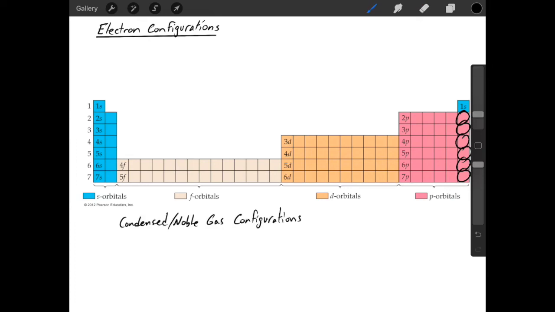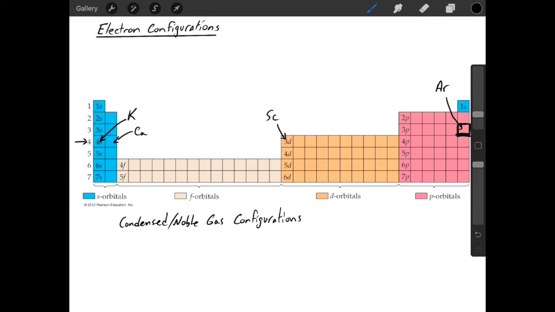And the way these work is that every element within a row is going to have the same core configuration. It's only going to differ in the valence configuration. Everything, for example, in the n=4 row is going to have the same core configuration. And that configuration is going to correspond to the noble gas in the row above it. This is argon. So everything in the 4th row is going to have argon's configuration.